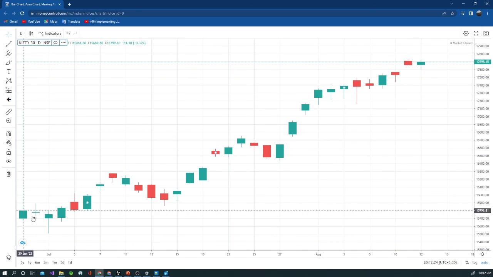We will discuss the different types of candlestick patterns, what the bullish candlestick patterns are and what the bearish candlestick patterns are. That is altogether a different subject, but I hope you have understood what I am trying to say.